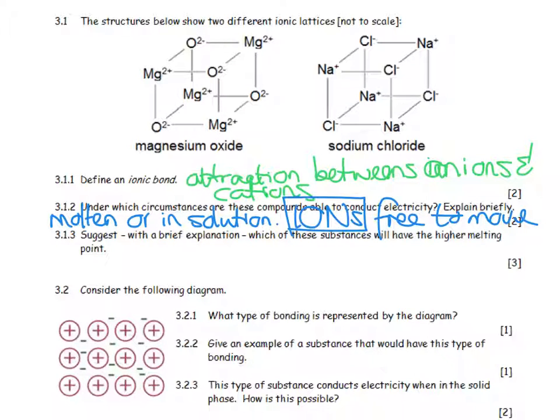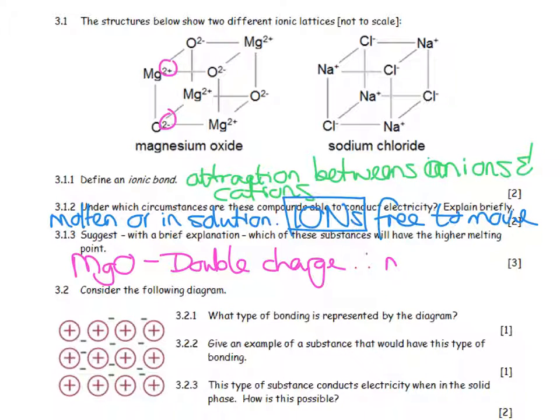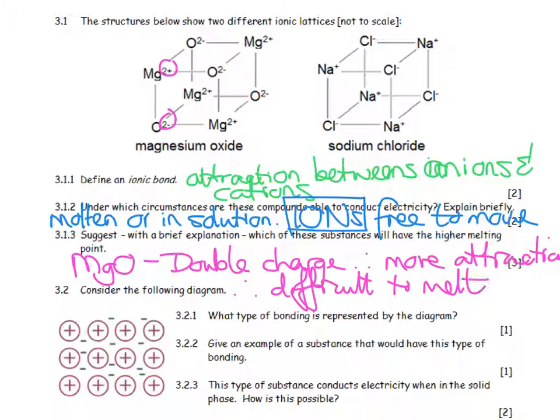Suggest with a brief explanation which of these substances would have the higher melting point. It's going to be magnesium oxide, and the reason is magnesium and oxygen have got double the charge, therefore more attraction, therefore difficult to melt. You could also have said to me they have a greater electronegativity difference and therefore would be a more polar attraction, and that would be more difficult to pull apart.